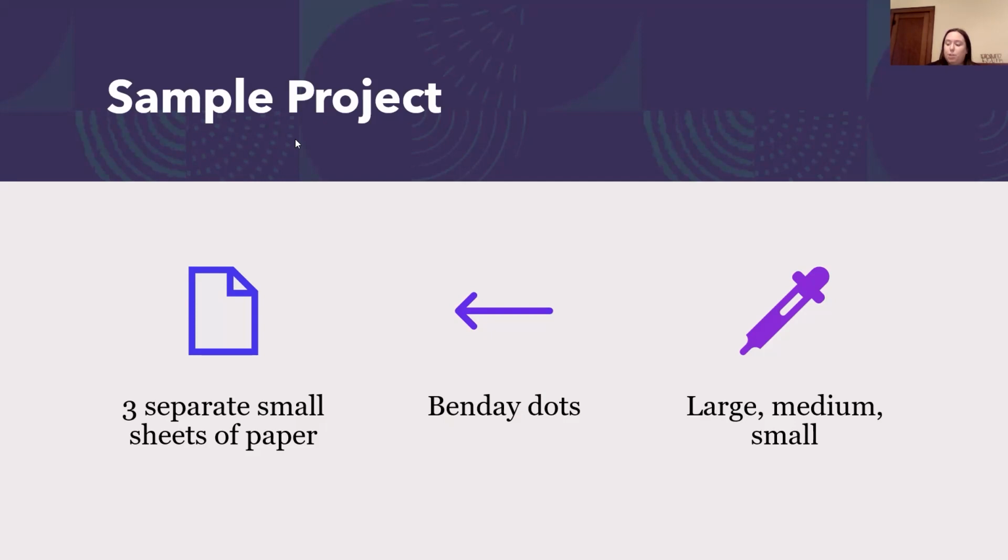For their sample project, they will have 3 separate sheets of paper, and they will be doing Venn dots of large, medium, and small. Their pieces of paper will be about the size of a standard envelope, maybe even half of that size. They will take their marker and do large Venn dots all over the page until it is mostly filled up, and I approve them to go to the next one.